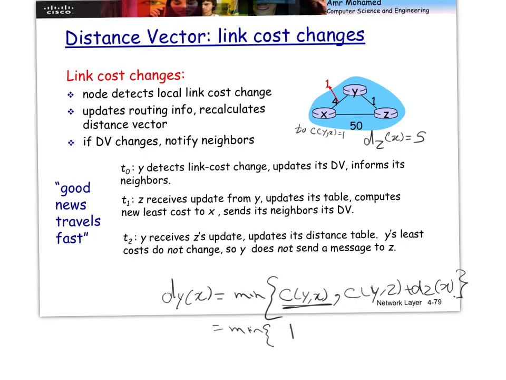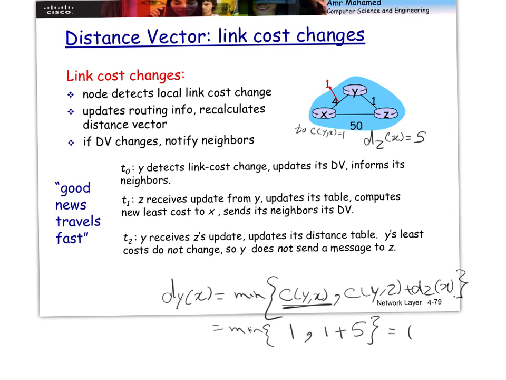Y knows that in real time. So this is immediate information. I know that the cost for this link dropped from 4 to 1. That I know, okay? Because this is based on physical ports. I get notified right away. Or the cost from Y to Z, which is 1, plus the cost from Z to X, which is 5. Okay. So the cost will be 1.